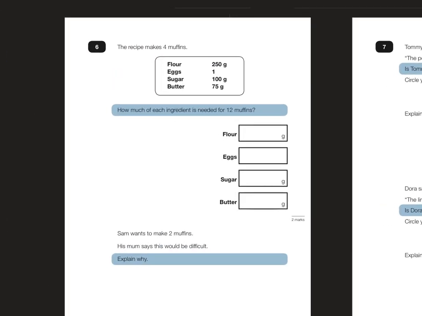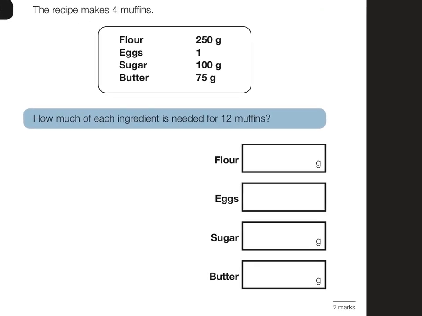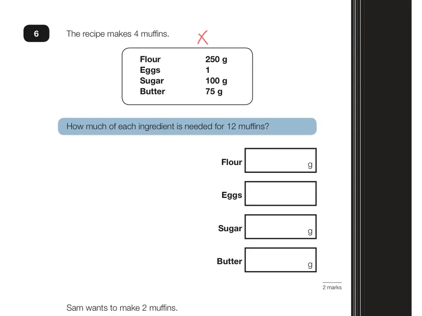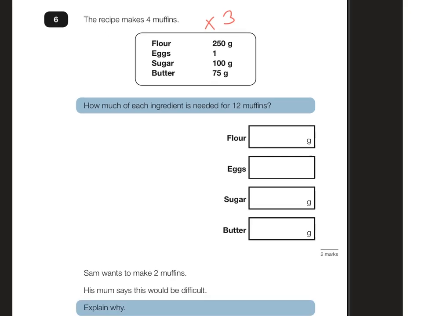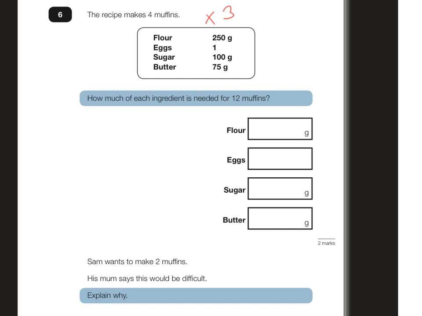Number 6. This recipe makes 4 muffins. Not very tasty muffins. There are very few ingredients. More likely to make fairy cakes, to be honest. Yeah, rubbish recipe. Anyway, makes 4 muffins. For 12 muffins, I'd need 3 lots of this. I have to times it by 3. Who makes 4 muffins anyway? Who needs 250 grams? It's a bad recipe. Don't use this recipe. Okay, so I'm going to times everything by 3. You've actually got a calculator, so there's no excuse to get this wrong.